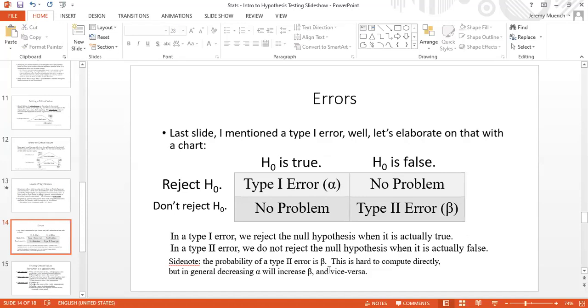And hypothesis testing in statistics feels the same way. We would much rather fail to find a result that we should have found than find a result we shouldn't have found.